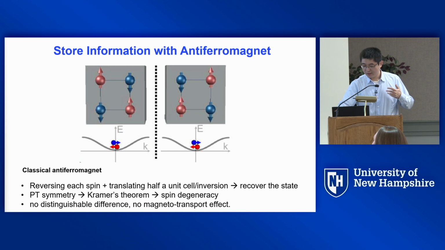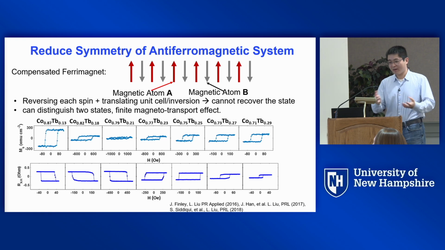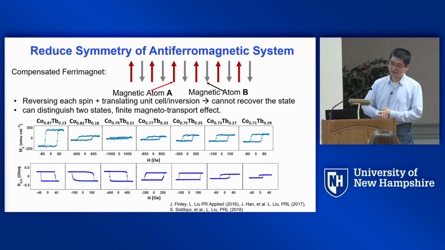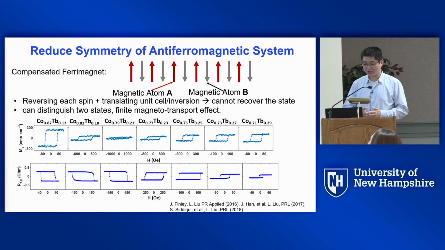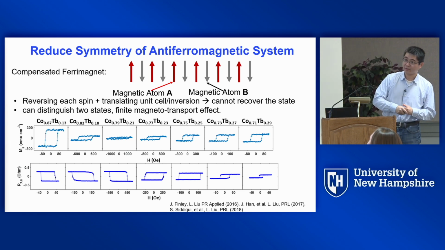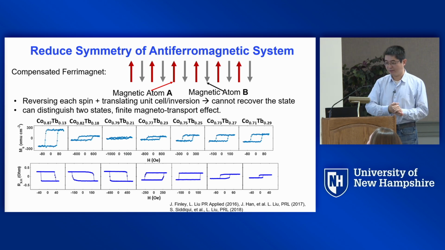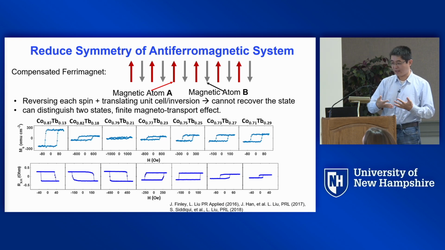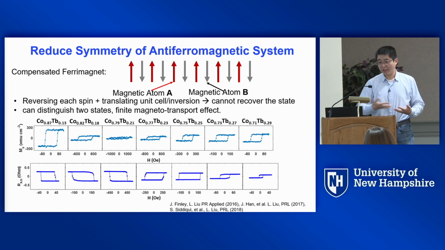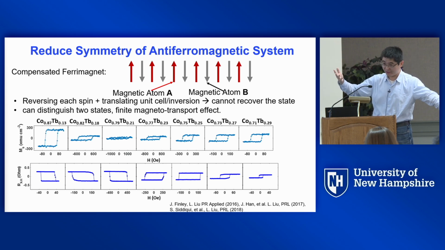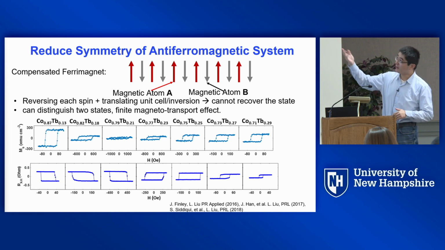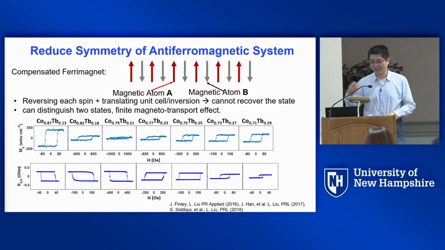So how do you overcome this kind of degeneracy issue? Well, the bottom line is that you need to reduce the symmetry of antiferromagnetic system. People have known this for a very long time, and people intentionally reduce the symmetry, for example, by resorting to this kind of compensated ferrimagnetic system. Basically in ferrimagnetic system, you have two sublattices, but those two sublattices can be composed of different elements, different atoms. For example, atom A and atom B can be, one is a transition metal, like cobalt, iron, nickel. The other can be a rare earth element, like gadolinium, terbium, etc.